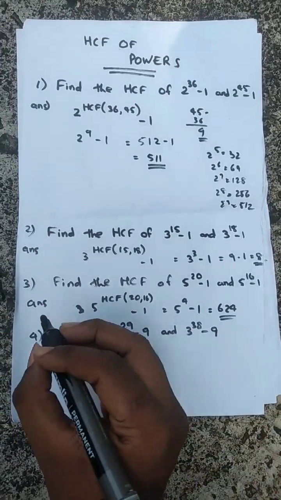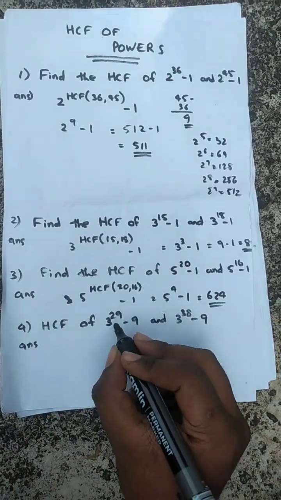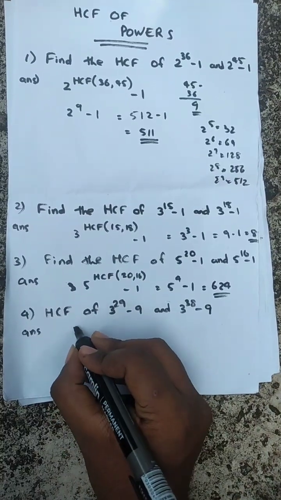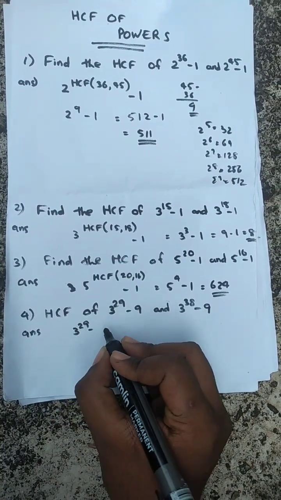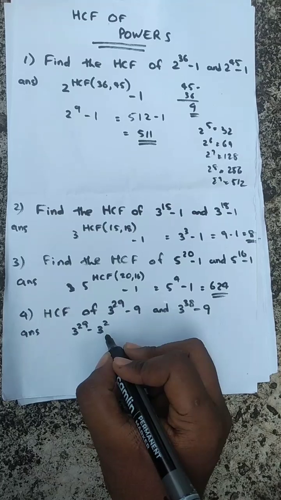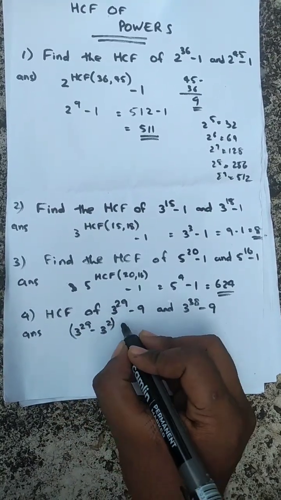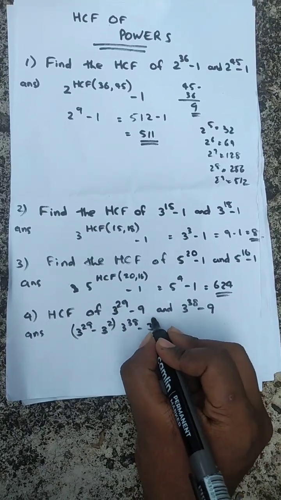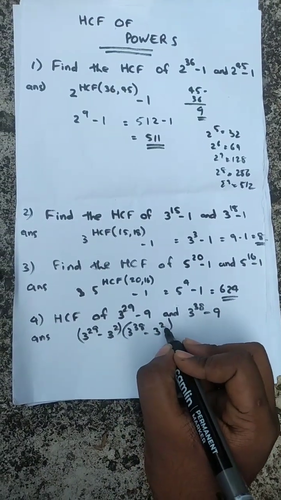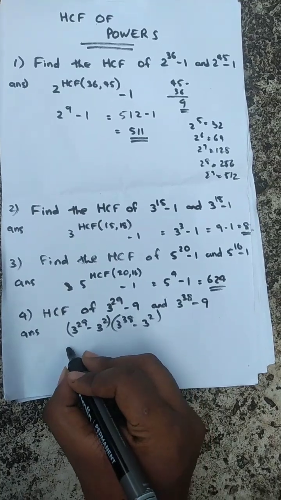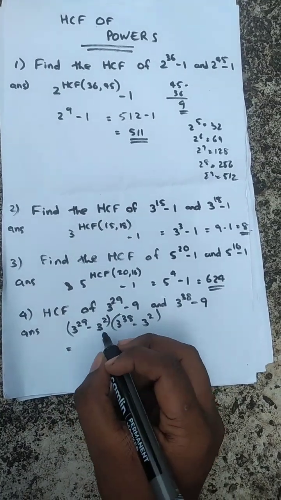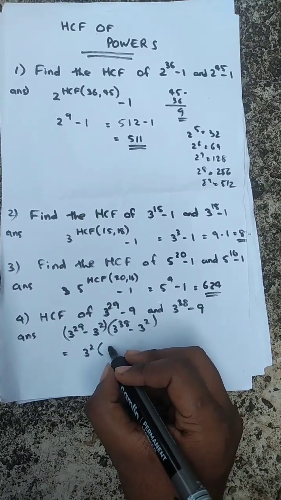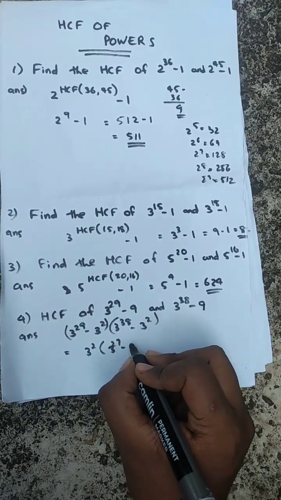We can move to the last and final question, and it is a kind of tricky question. 3 raised to 29 minus 9 and 3 raised to 38 minus 9. How can we find it? So 3 raised to 29, and what is the relation of 3 with 9? The square of 3 is 9. And then 3 raised to 38 minus 9, what is the relation of 3 with 9? Square, 3 square. Then what we want to do next is take 3 square common in both cases. So taking 3 square out, we get 3 square times 3 raised to 27 minus 1.